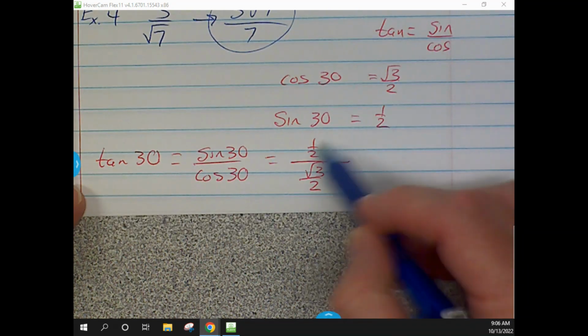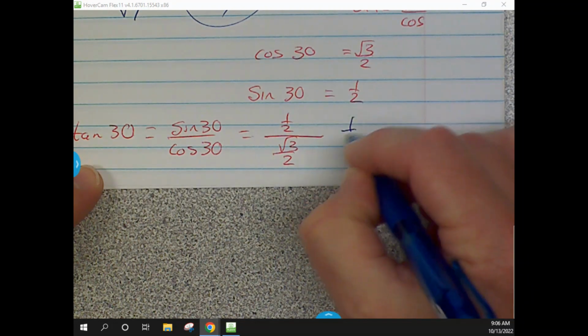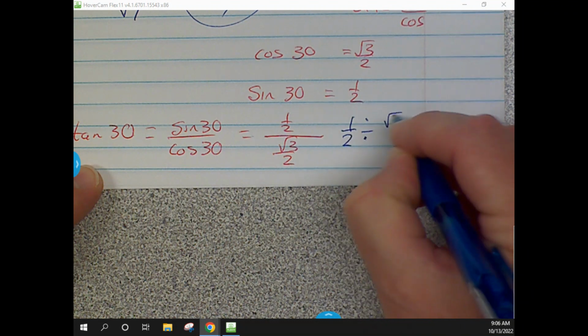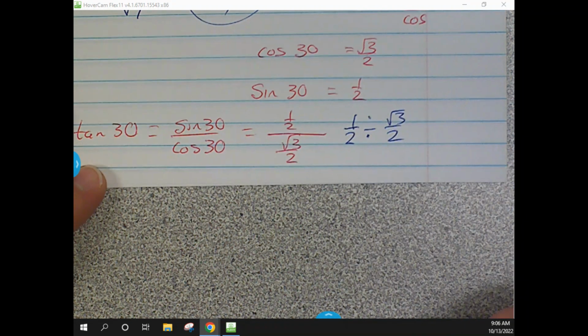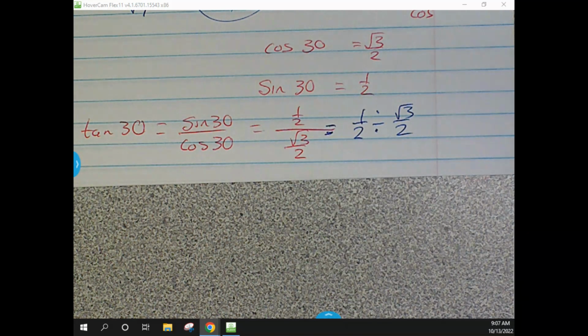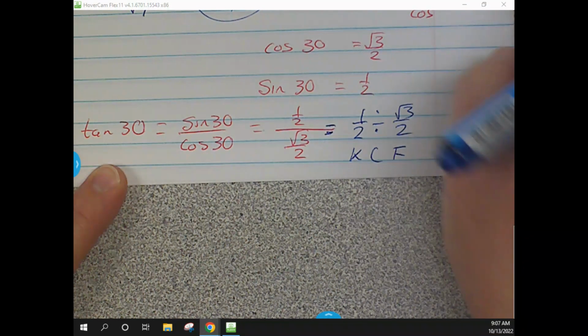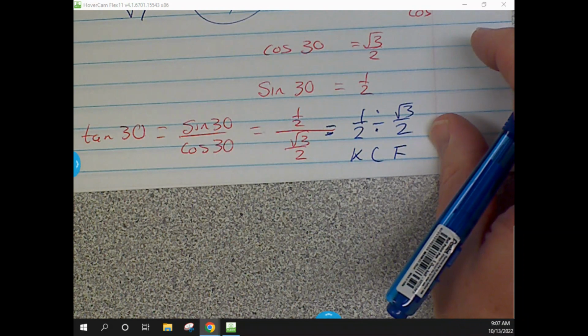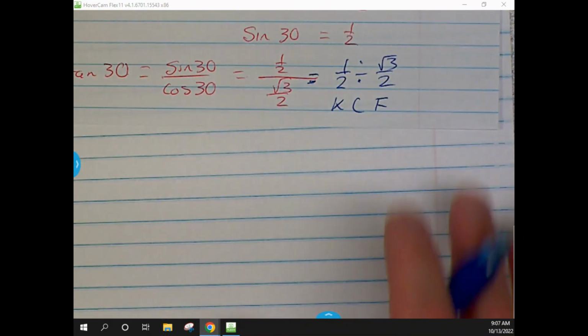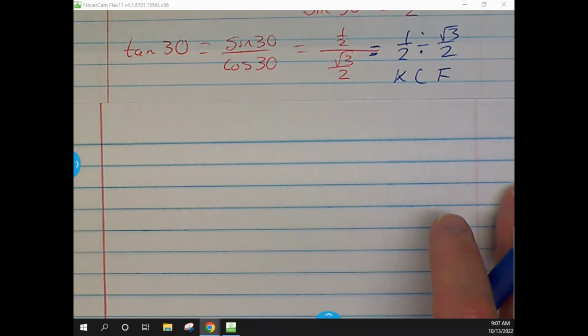This is 1/2 divided by square root of 3 over 2. All right, let's actually write it that way. Let's write it as 1/2 divided by square root of 3 over 2. Now we're thinking about it. If you had to do division with fractions, what did you have to do? You had to keep, change, flip, right? So we're going to do that for this thing. We're going to keep it, we're going to change it, and we're going to flip it. KCF. Kentucky chicken fried. There we go.